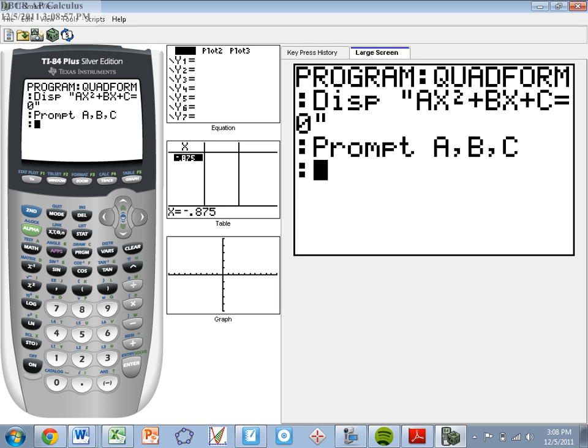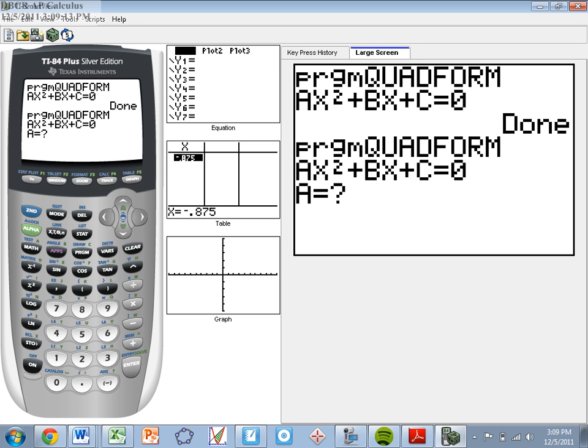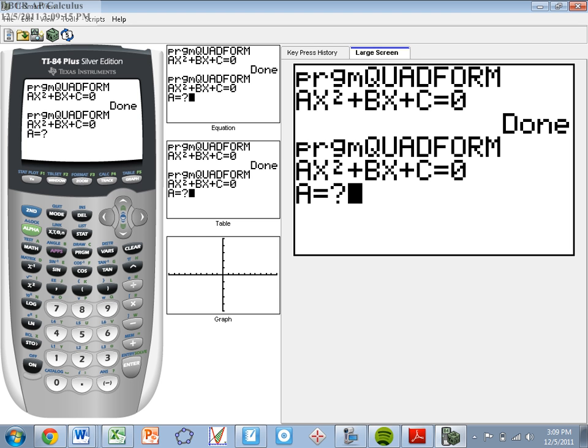So again, we have not actually done any of the program itself. We've just done some of the inputs. If we were to run this program right now, let's run it the same way. If I run the program again, take a look at what it does now. Instead of stopping after the display, what does it now say? It's asking what A is.